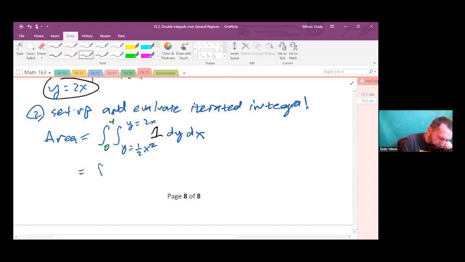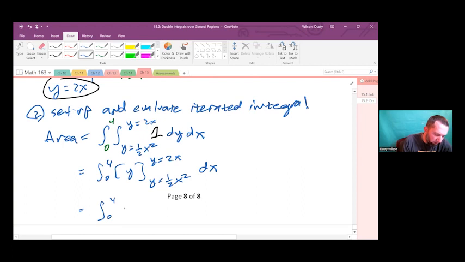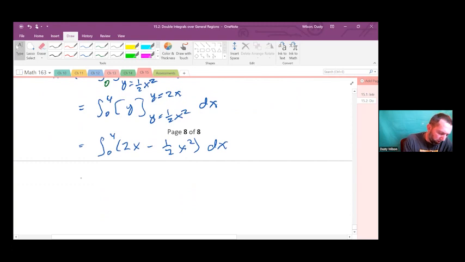So this will be the integral from 0 to 4. And then the antiderivative of 1 will be y, going from y equals 1/2 x squared to y equals 2x dx, or the integral from 0 to 4 of the top function 2x minus the bottom function 1/2 x squared dx, which would be, let's see, 2 over 2 x squared minus 1 over 6 x cubed from 0 to 4.